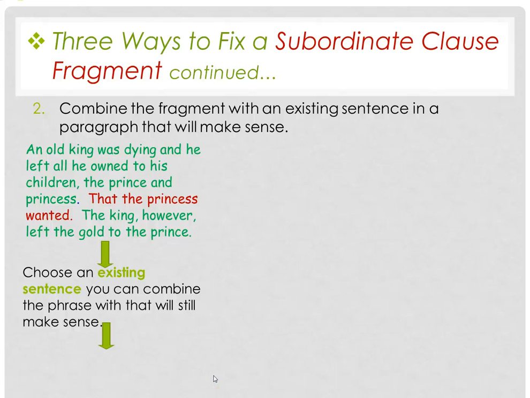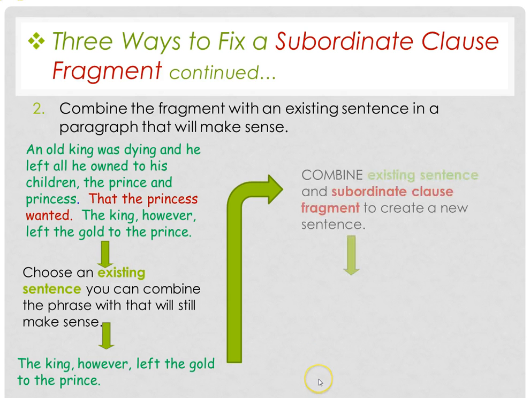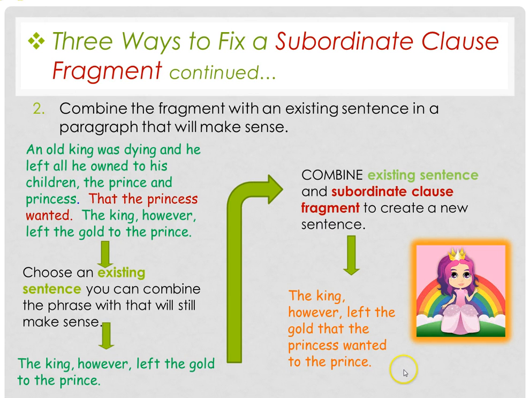That's the key. You can't just combine it with anything. You want it to flow so your readers don't go, huh, and start scratching their head. So I think that the princess wanted, I think that is meant to refer to the gold, okay, that she wanted the gold that was left to the prince. So I will combine the sentence with the subordinate clause, and my new sentence is here. The king, however, comma, left the gold that the princess wanted to the prince. Notice I added my subordinating conjunction onto the end of the sentence, and that's why there is no comma before my subordinating conjunction.